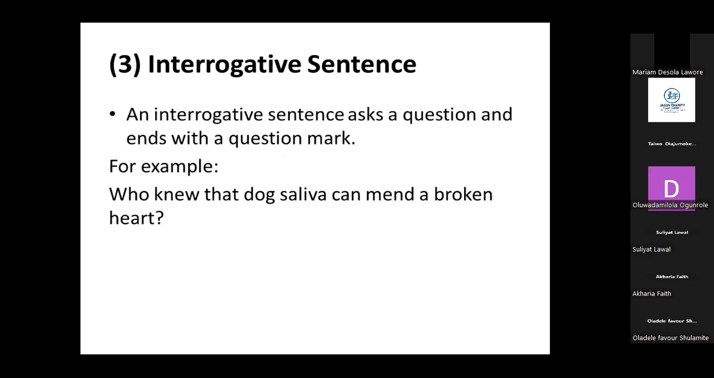Moving on from there, the interrogative sentence. Now, we use our interrogative sentence to ask questions. You can use who, you can use when, you can use how. We know how we ask questions. So anytime you make a question, you have just used a sentence as an interrogator, or you've just formed an interrogative sentence. So that is one of the functions of your sentence.